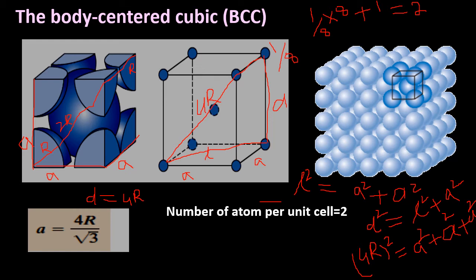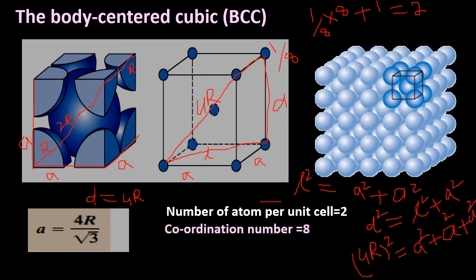By simplifying it, we get the relation between edge length and radius. That is, A is equal to 4R by root 3. So this is the lattice parameter for the body diagonal.